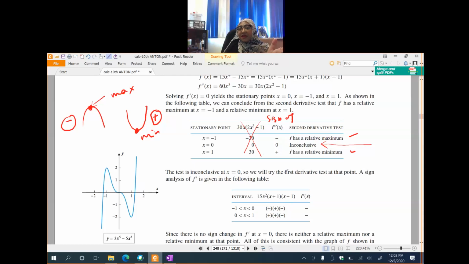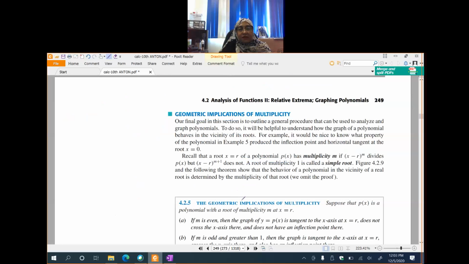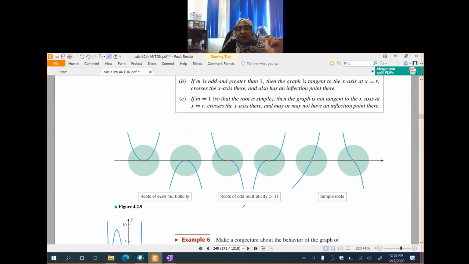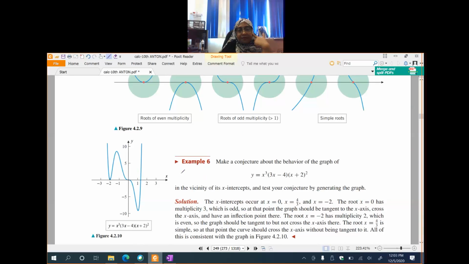For this example, they use the second derivative test first before they go to the first derivative test, because at x equal to 0 it is inconclusive. But normally if I were you, I will use the first derivative test and then confirm with the second derivative test to check the concavity as well. Okay, so that's it.